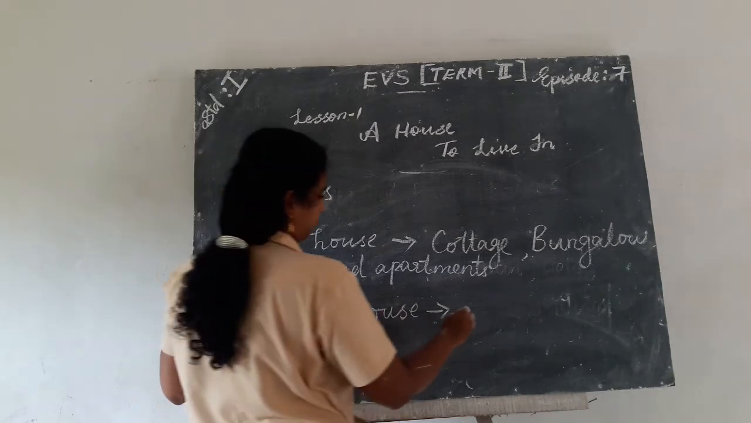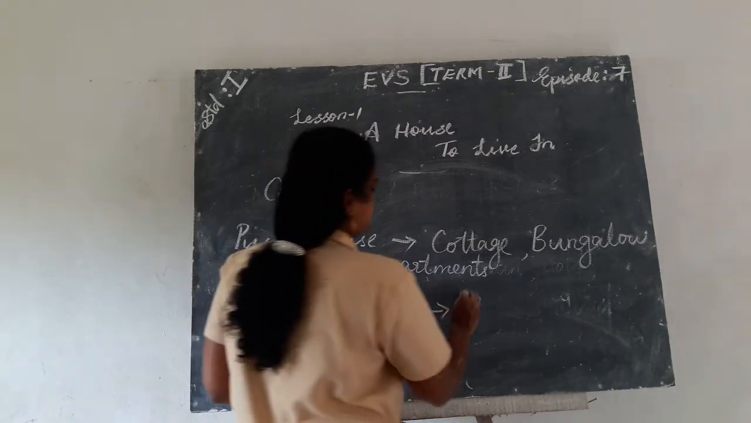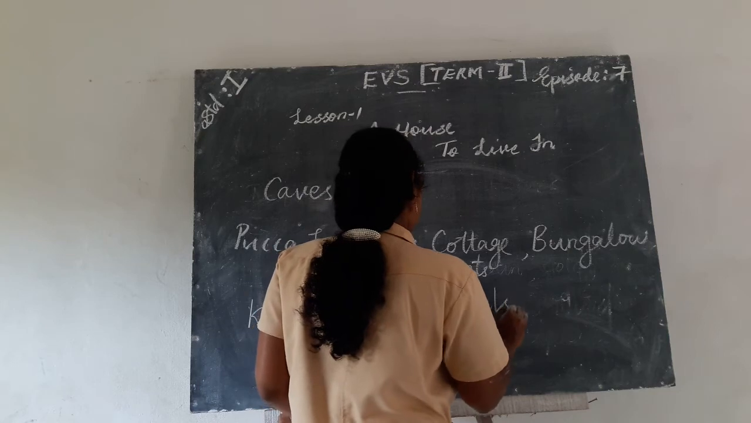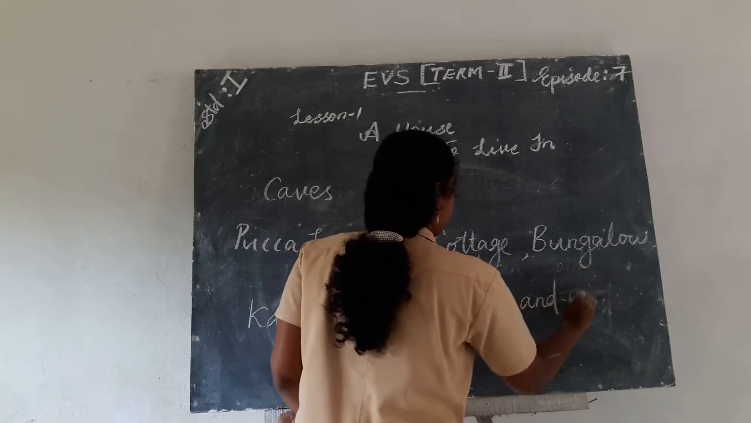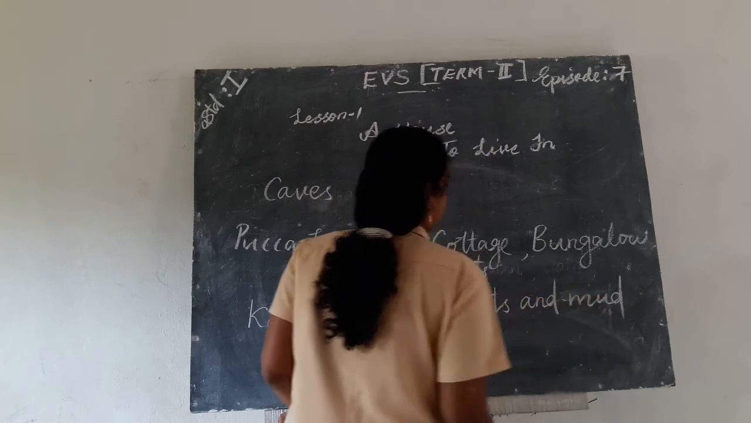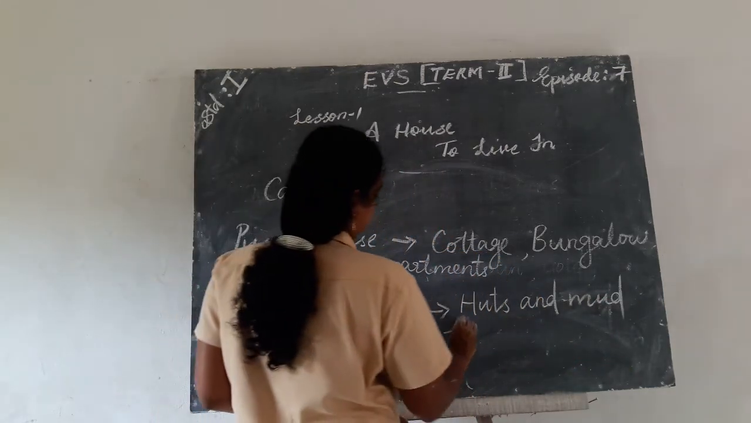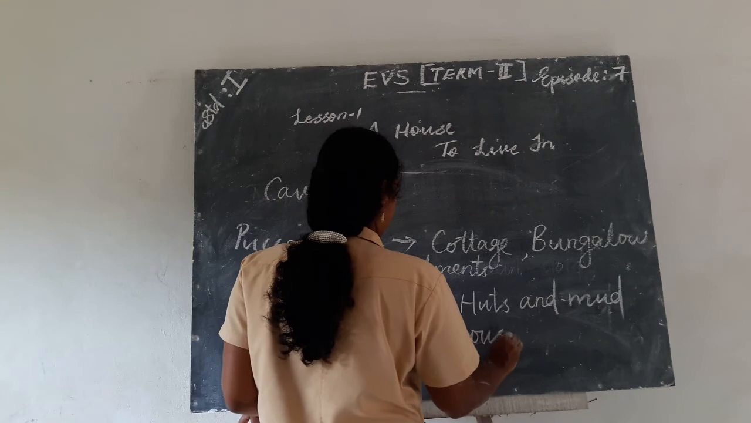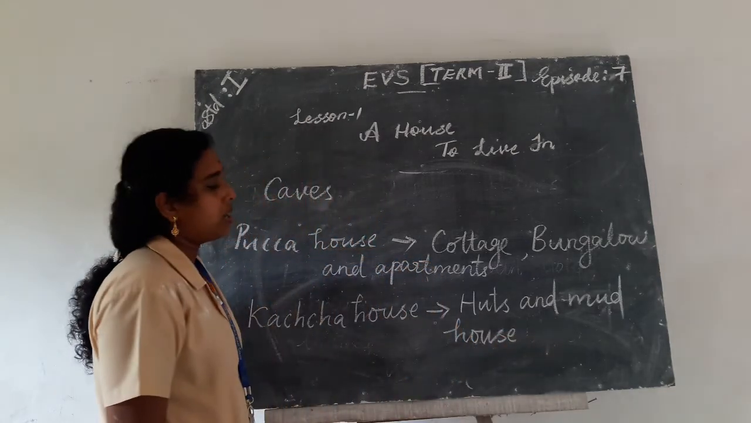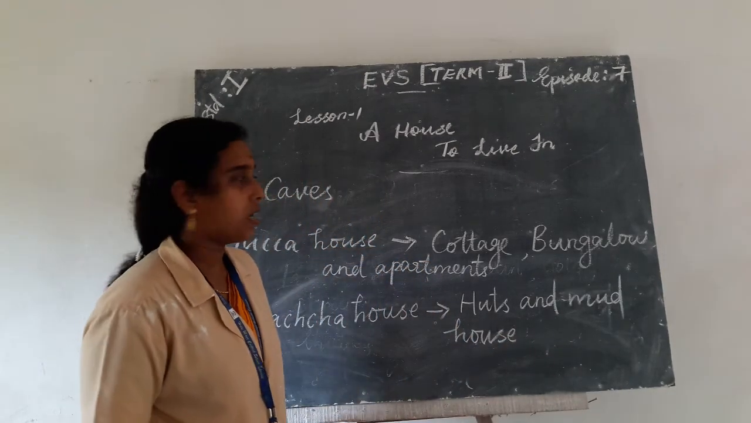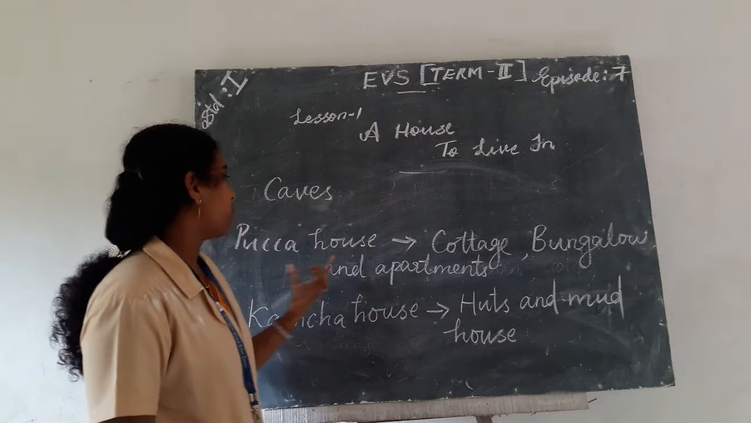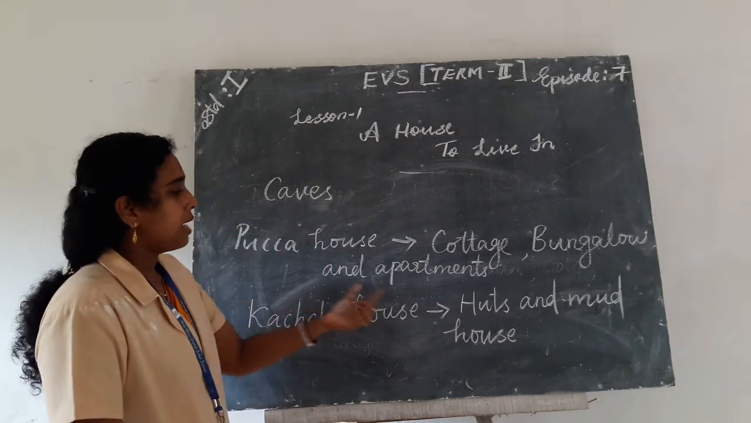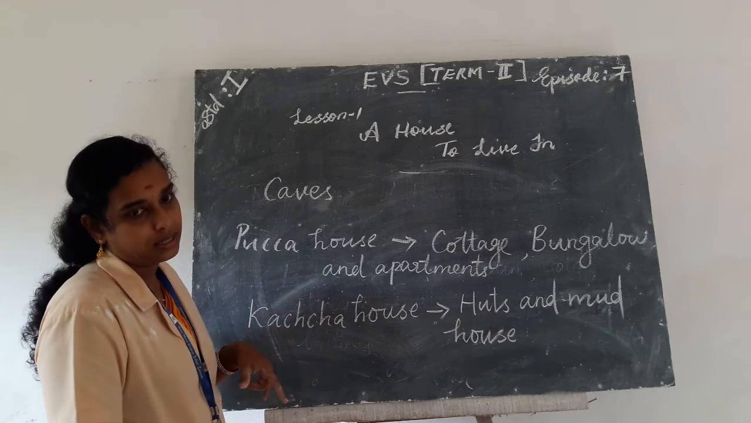Kacha house. Which are Kacha houses? Huts and mud houses are Kacha houses. So these are the two types of houses. Cottage, bungalow and apartments are Pakka houses. Huts and mud houses are Kacha houses.